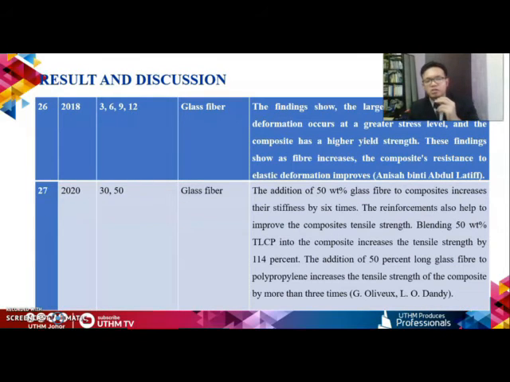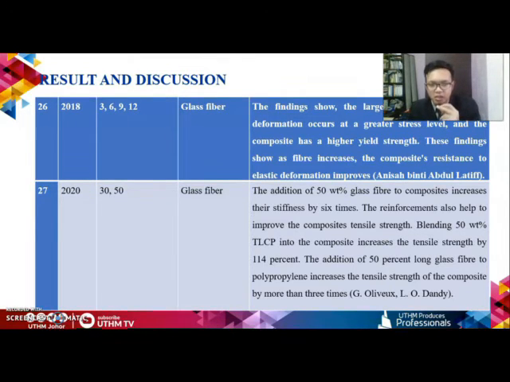all times. So next for the glass fiber, the findings show that at the largest fiber content, plastic deformation occurs at a greater stress level and the composite has a higher yield strength. This finding shows that as the fiber increases, the composite's resistance to elastic deformation improves.